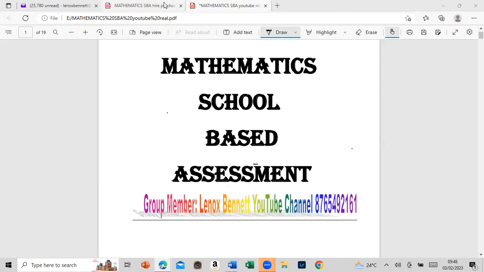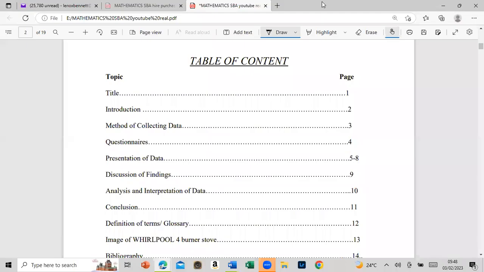But everyone should be able to get 100%. That's the objective of this. If you don't want 100, stop watching the video right now. Alright, so here we have the table of content and all the details. Please ensure you have your table of content so you can get 1 mark for that.